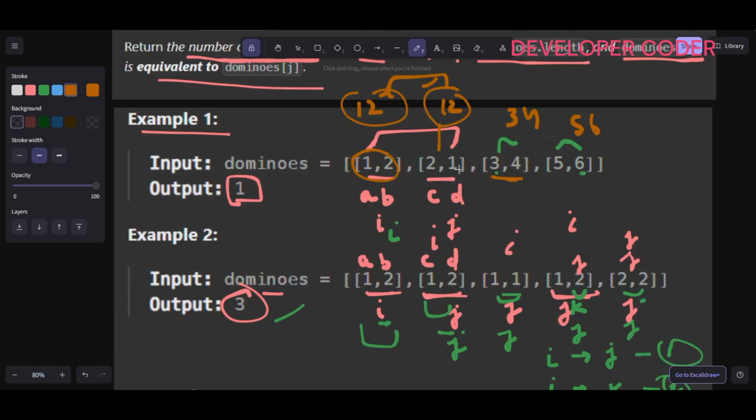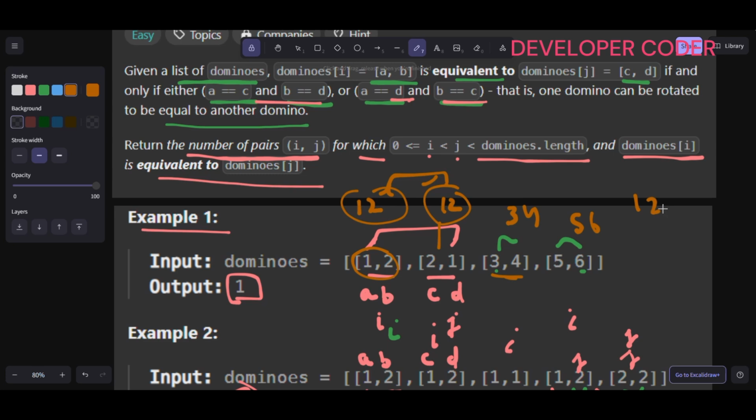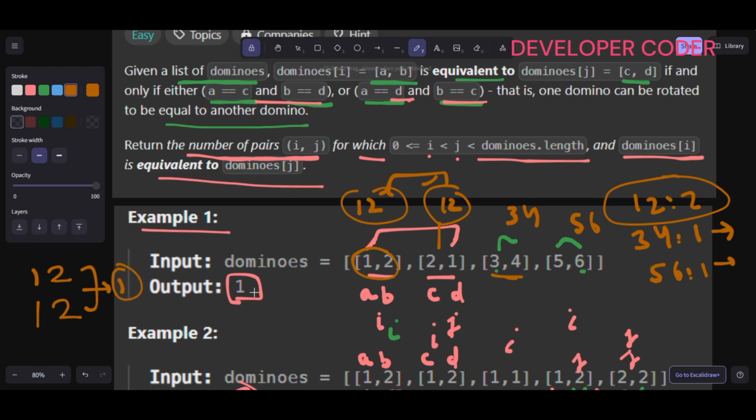In this case, if you see, the frequency of 12 is going to come out as 2, the frequency of 34 as 1, and the frequency of 56 as 1. So 34 is only one, they are not going to make any valid pair, right? 56 is only one time, so definitely they are not going to make a pair. 12 is occurring two times, so they are going to form one pair. So 12 and 12 are going to form one pair.